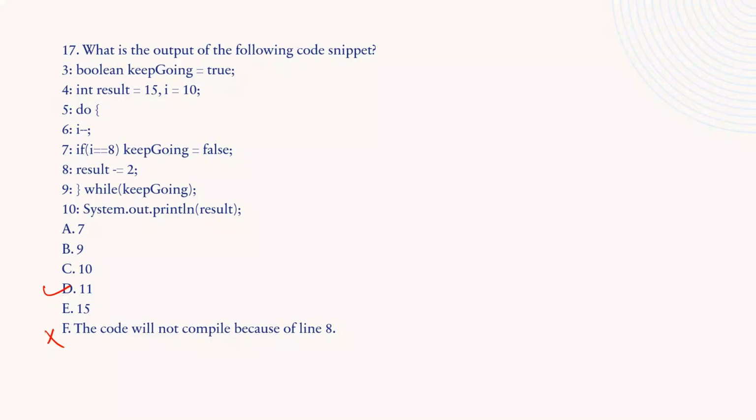So F is incorrect. After the first execution of the loop, i is decremented to 9. If we keep track of i, i was 10 at first, and then i is decremented to 9, right? That is how this loop goes. And result goes to 13, because result minus 2 is happening. So result was 15 and then it has been reduced to 13.